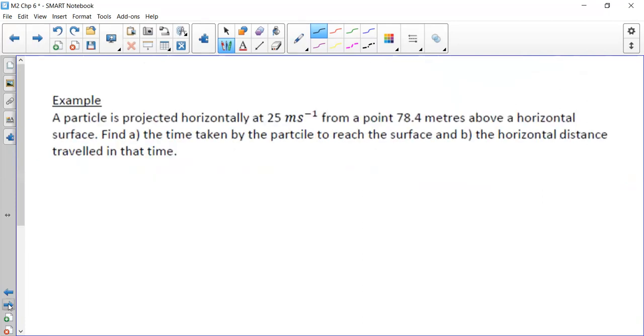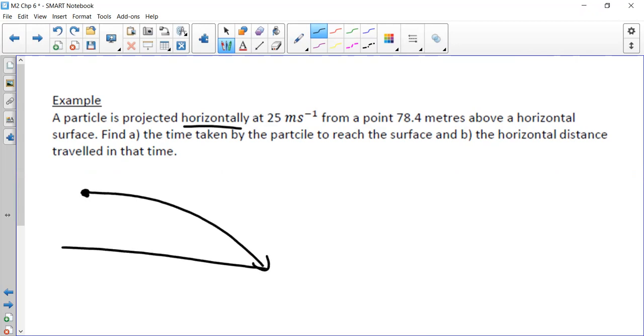So example number 1. A particle is projected horizontally at 25 meters per second from a point 78.4 meters above a horizontal surface. So we can draw a diagram. We've got a particle in here, projected horizontally. That means we're going this way, a little bit horizontal and then going down, like a bird trying to swoop in to catch prey. So we have 25 meters per second from a point 78.4 meters above the ground. Find the time taken for the particle to reach the surface.